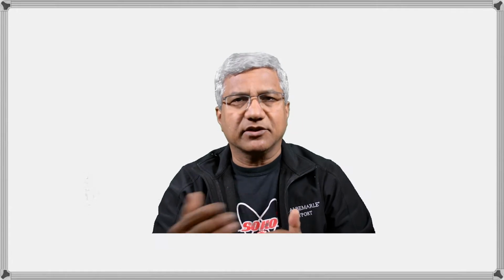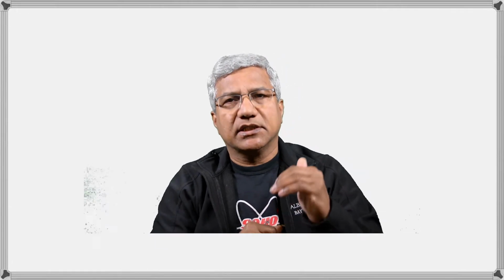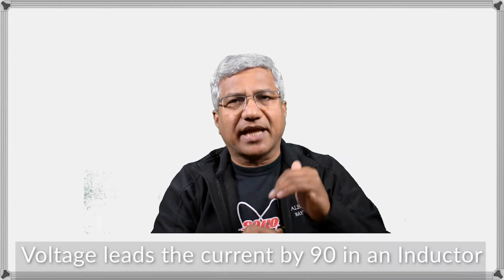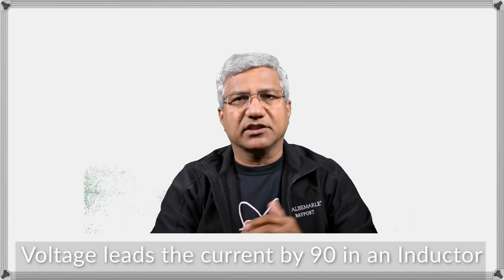But when you apply an alternating voltage across three components, a resistance, an inductance, and a capacitance, these three behave differently. Number one, when an alternating voltage is applied across an inductor, we see that the voltage leads the current by pi by 2 or 90 degrees. The voltage leads the current. The voltage is ahead of the current by 90 degrees.